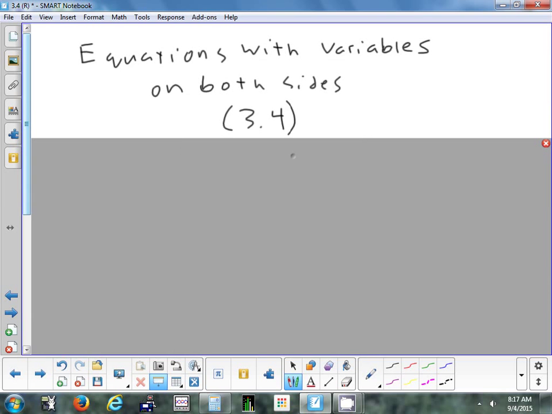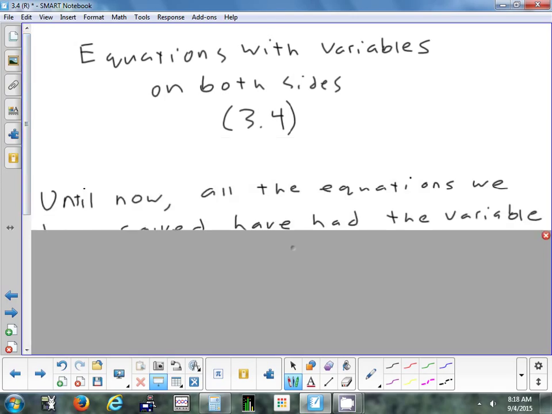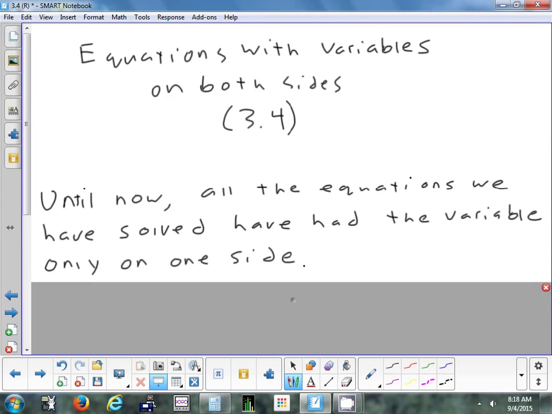Okay, section 3.4, basically we're doing the same thing we've been doing all week. We're still solving equations, still getting x by itself, except now, instead of just having the variable on one side, we might see an example where the variable is on both sides. Just as an example, we're not going to solve this. You might start to see problems like this.